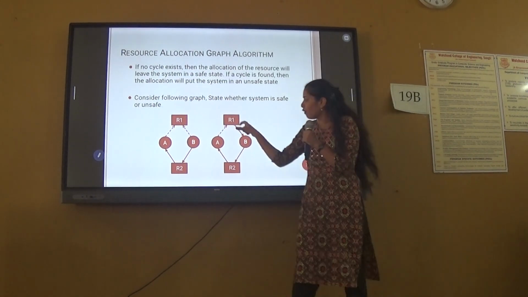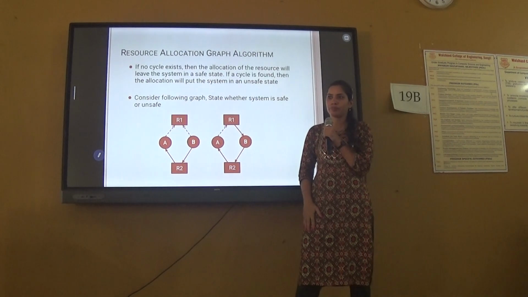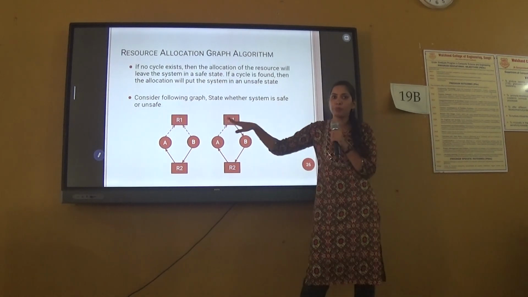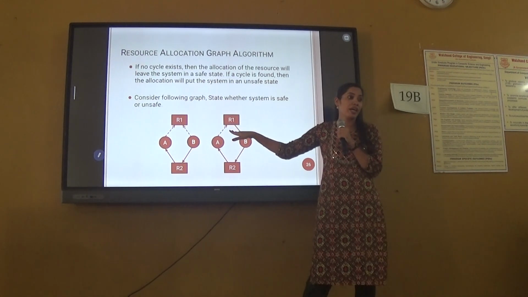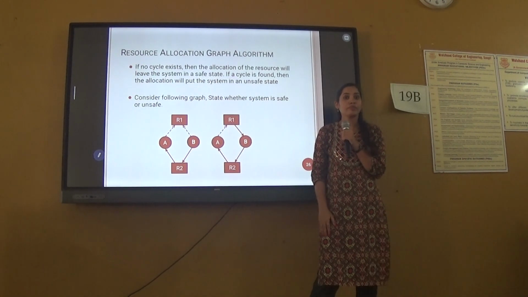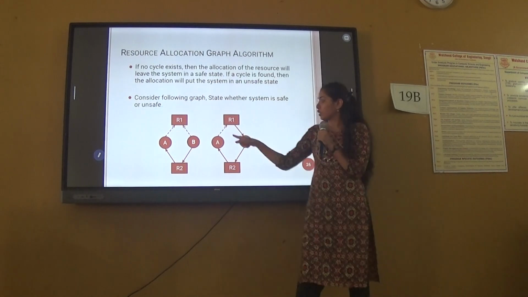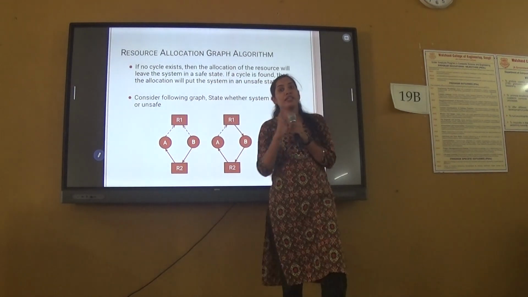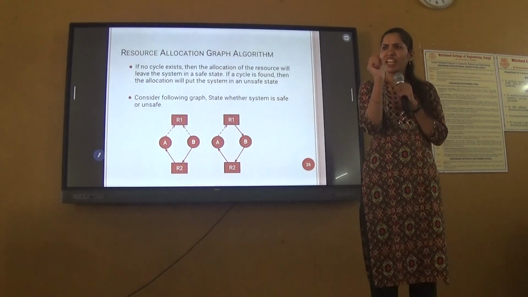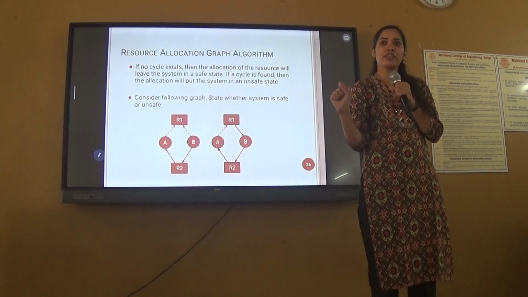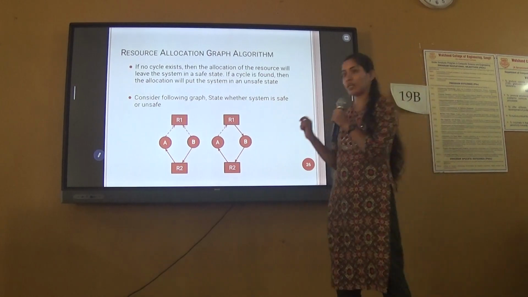What will I do? Before accepting the request, I will put that claim edge. I will see that A can't be allowed to request R1. Why? There could be a deadlock. So this claim edge will show whether the request could be accepted or not. Are you getting it? A slight change: before converting to the request edge, we are doing it as a claim edge.